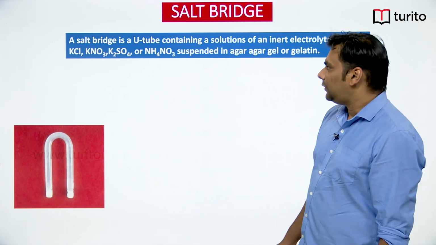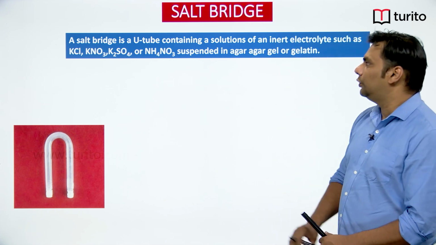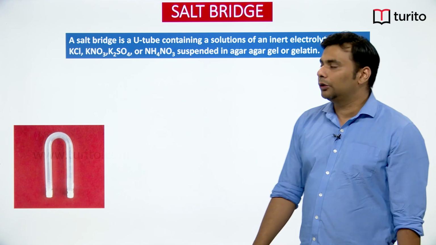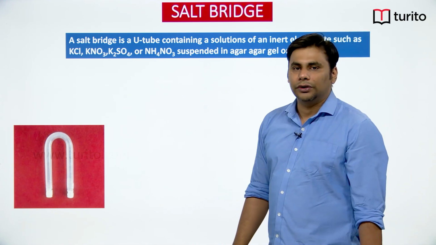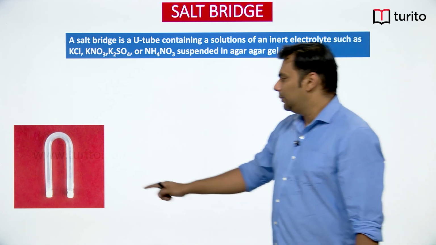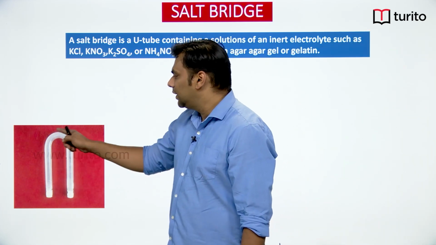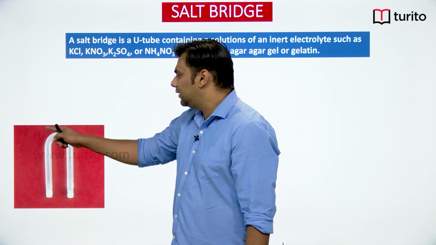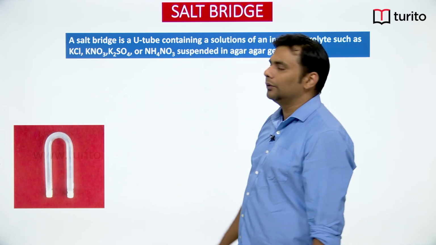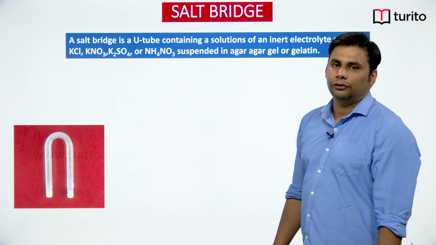So basically we say that it is a U tube containing a solution of an inert electrolyte such as KCl, KNO3, ammonium sulfate or K2SO4, suspended in agar or gelatin. So in this salt bridge we have a gel, and that gel also has an inert electrolyte like KCl, KNO3, K2SO4 and NH4NO3.